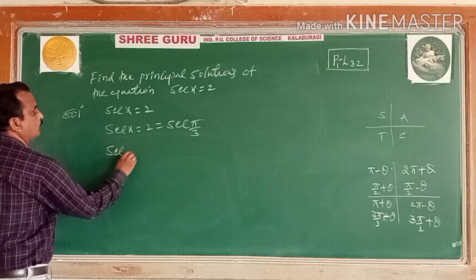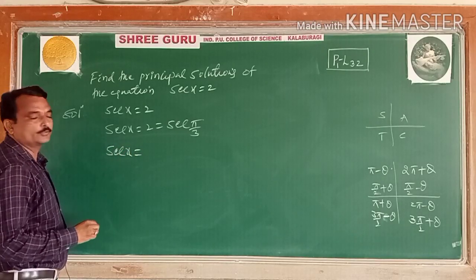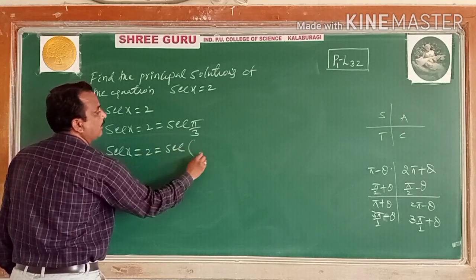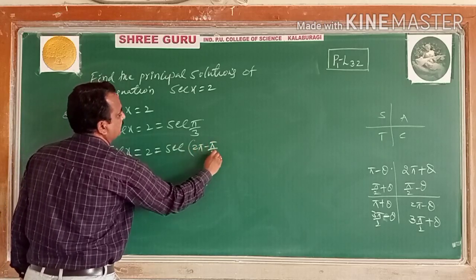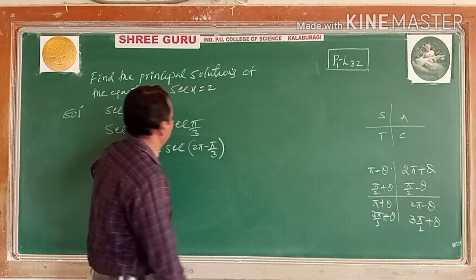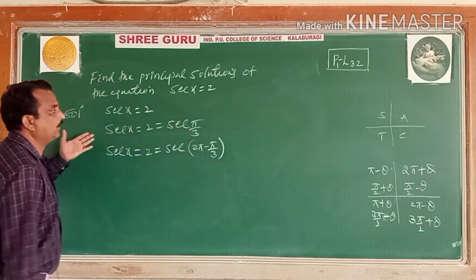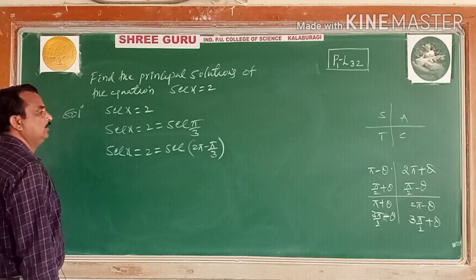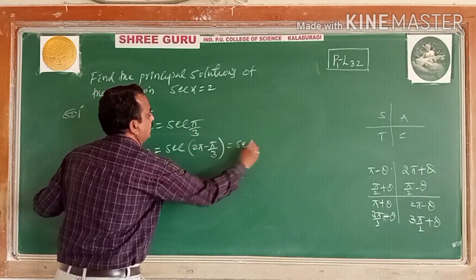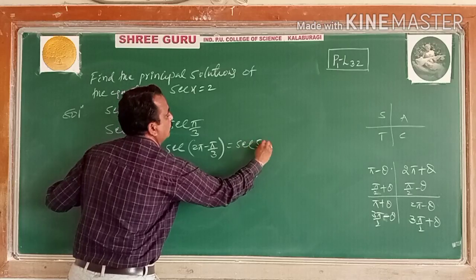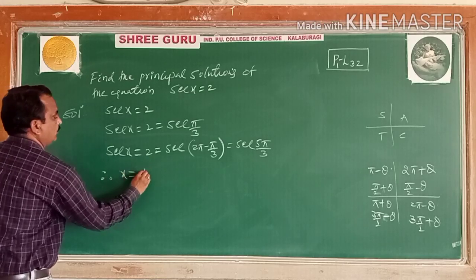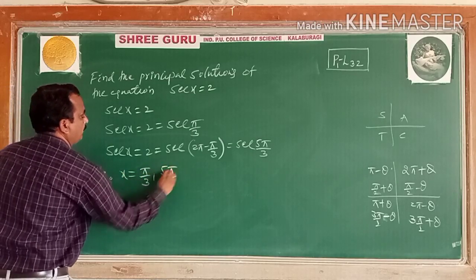Similarly, we go for the fourth quadrant also, because sec is positive in the fourth quadrant also. How to take it? You know very well: sec of 2 pi minus pi by 3, that is 2 pi minus theta, where theta is the given value. Simplifying, it is sec of 6 pi minus pi, that is 5 pi by 3. So therefore the value of x equal to pi by 3, 5 pi by 3.